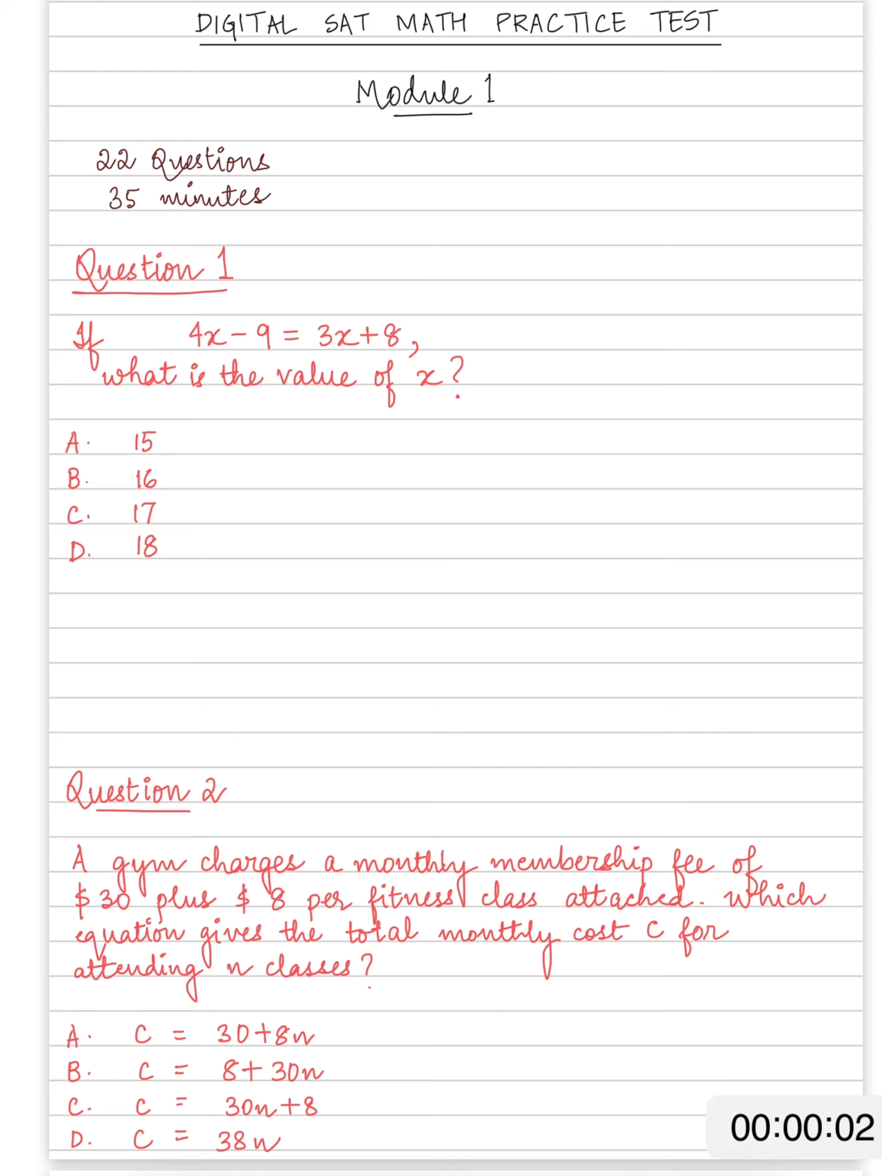So question 1. 4x minus 9 is equal to 3x plus 8. We need to get the value of x. Let's solve it. 4x minus 9 is equal to 3x plus 8. So that gives us x equal to 8 plus 9. So that is 17. So x equal to 17. Option C is our correct choice.